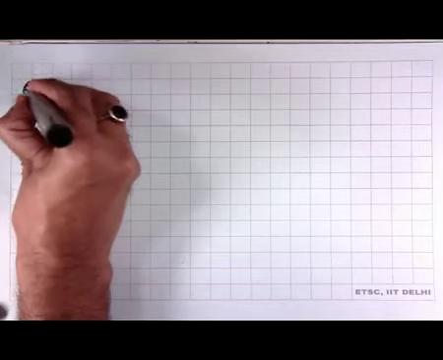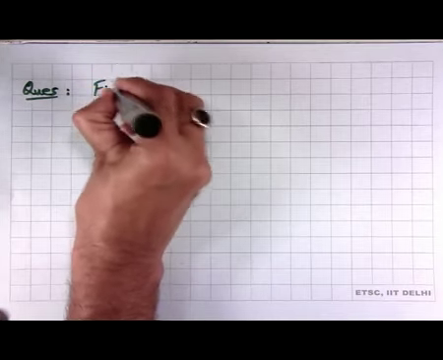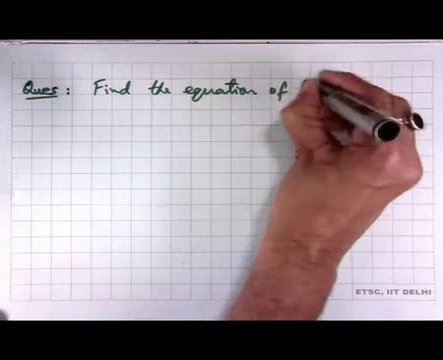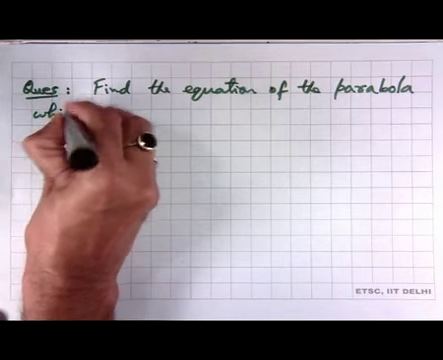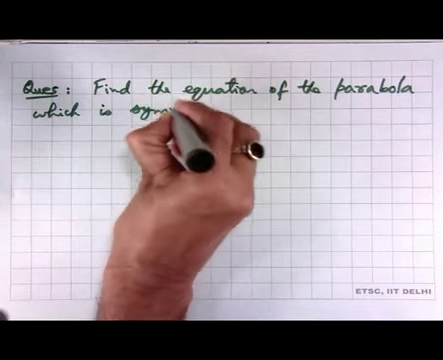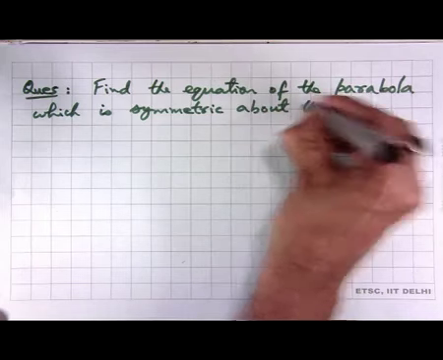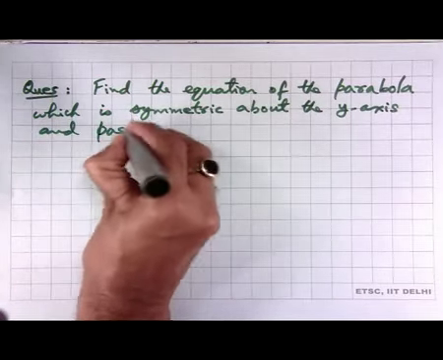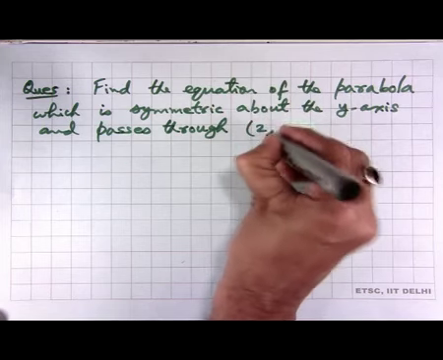Let me discuss one problem. Find the equation of the parabola which is symmetric about the y axis and passes through the point (2, -3).